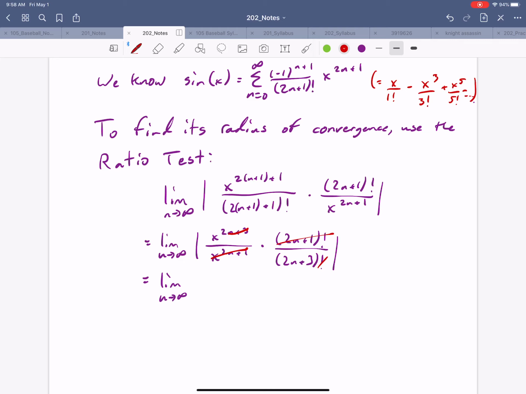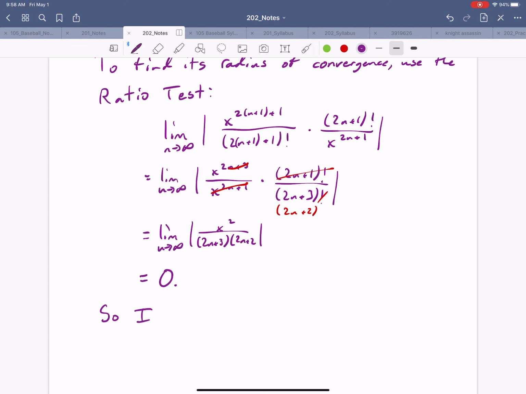All this cancels out except (2n+3) times (2n+2). So we're left with the limit as n approaches infinity, I'll write it down here, of the absolute value of x squared all over (2n+3) times (2n+2). And we know that regardless of what x equals, that gives us 0.